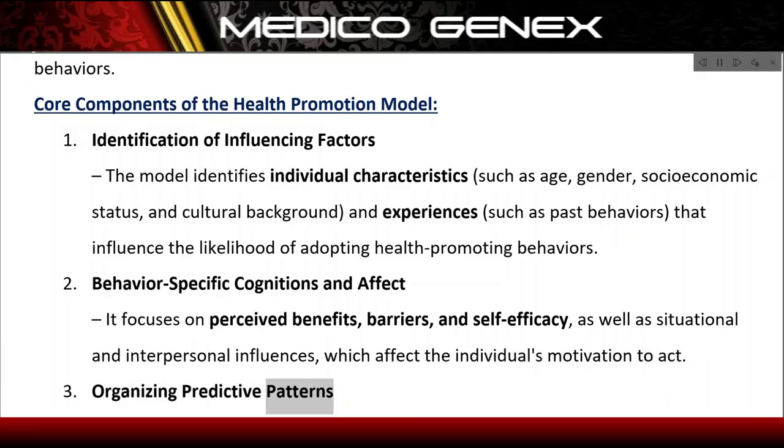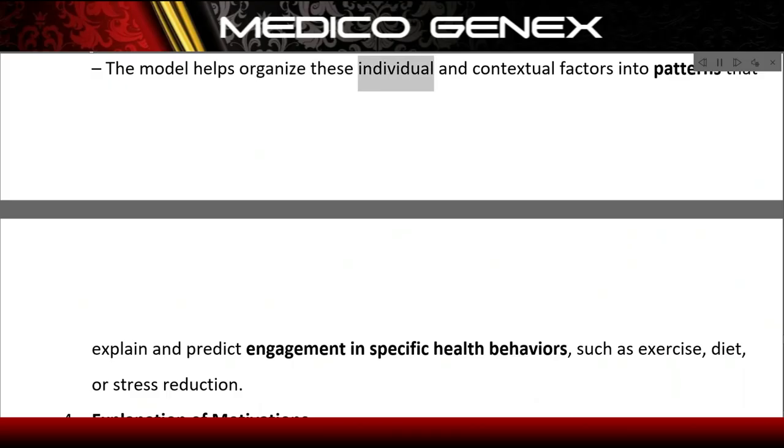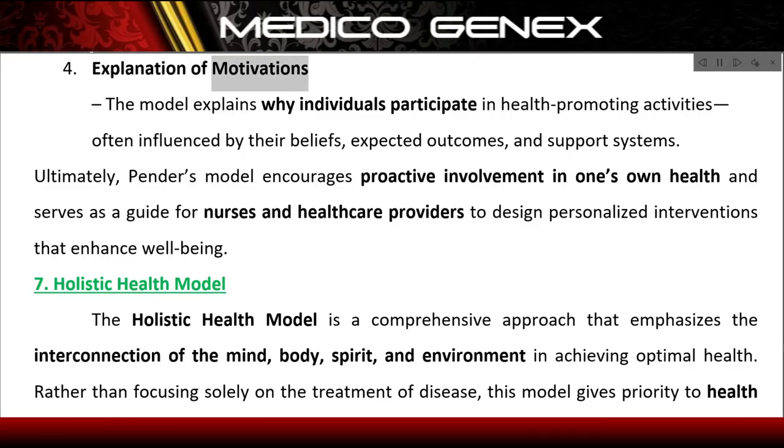Organizing predictive patterns: the model helps organize these individual and contextual factors into patterns that explain and predict engagement in specific health behaviors, such as exercise, diet, or stress reduction. Explanation of motivations: the model explains why individuals participate in health-promoting activities, often influenced by their beliefs, expected outcomes, and support systems. Ultimately, Pender's model encourages proactive involvement in one's own health and serves as a guide for nurses and healthcare providers to design personalized interventions that enhance well-being.